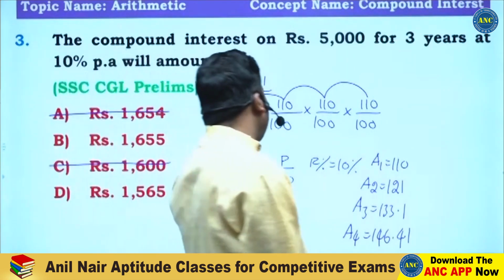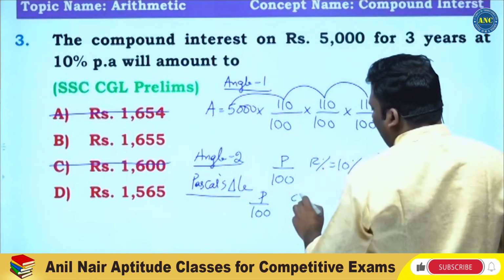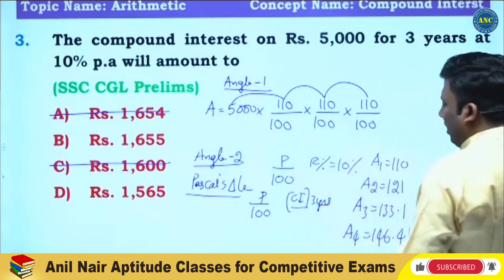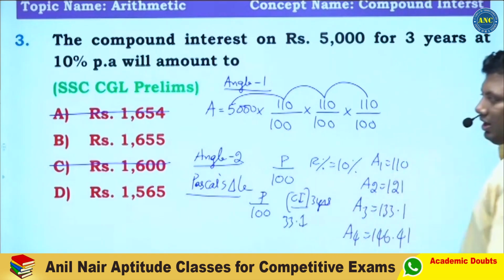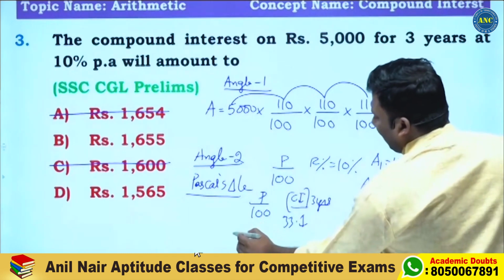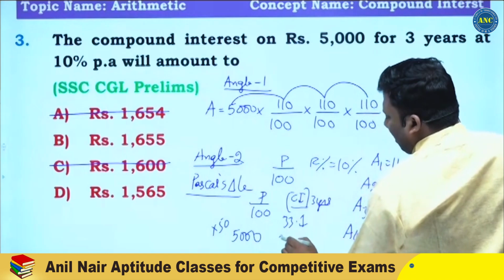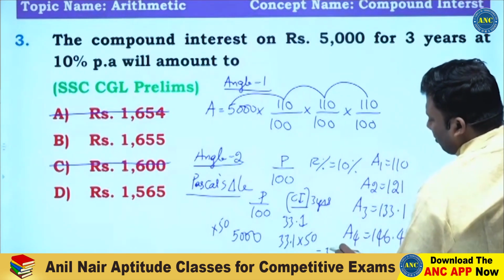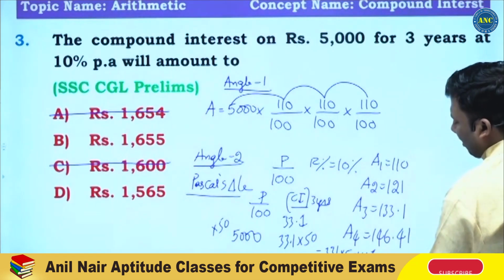That means for 3 years, if P is 100, the amount is 133.1, so the compound interest is 33.1. But I require 5,000, that is 100 into 50. So the answer is 33.1 into 50, which is 331 into 5, that is 1655.